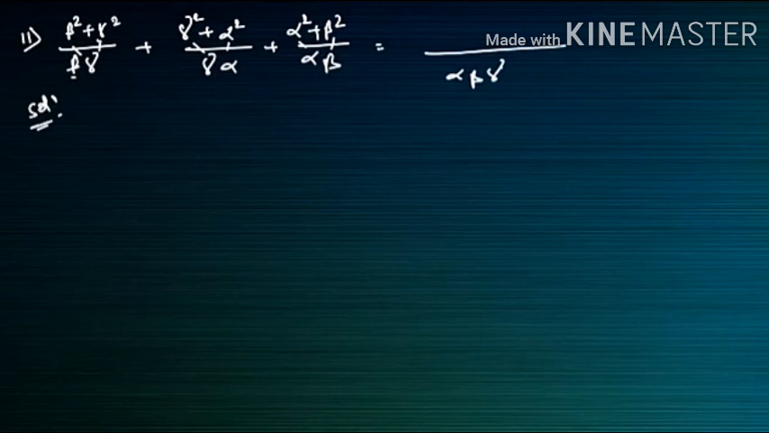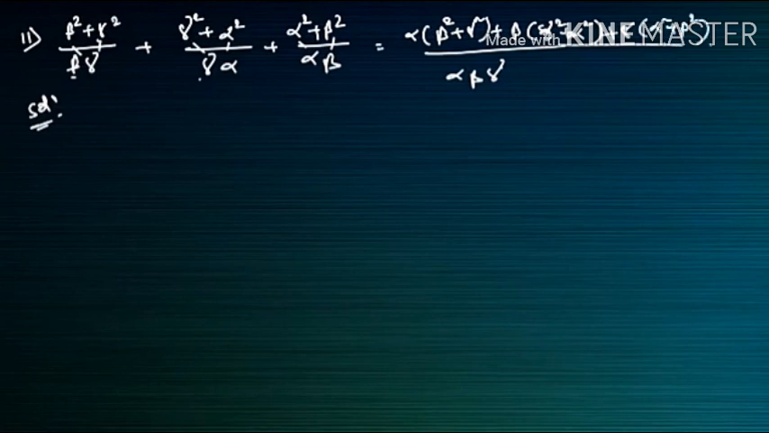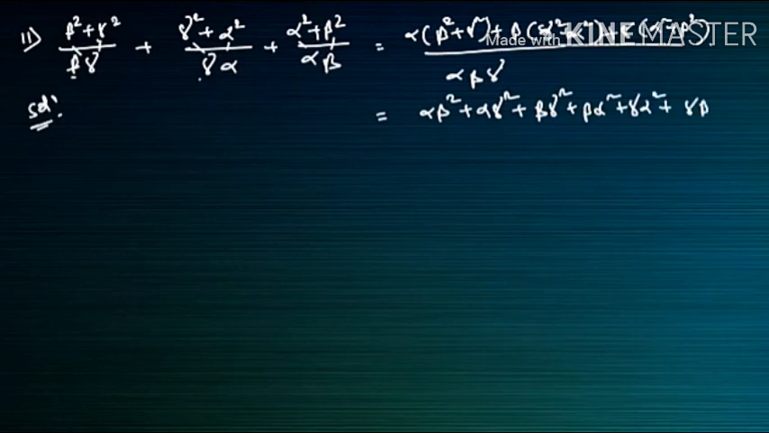Okay. After that, what we have to do here: we got the LCM alpha beta gamma. In this, alpha is not there, so alpha into beta square plus gamma square will come here, plus in this beta is not there, so beta into gamma square plus alpha square, plus gamma into alpha square plus beta square will come here. Now I will multiply with this one. So alpha beta square plus alpha gamma square plus beta gamma square plus beta alpha square plus gamma alpha square plus gamma beta square, divided by alpha beta gamma here.